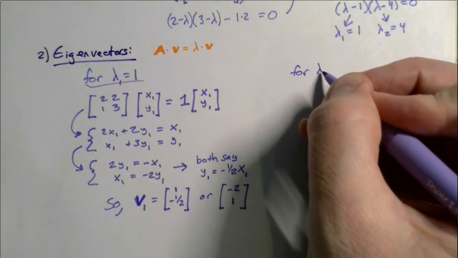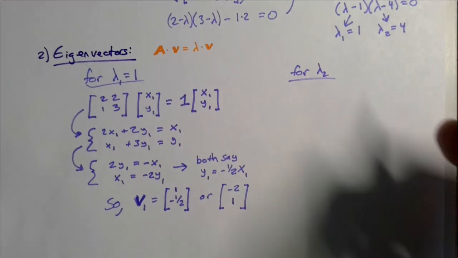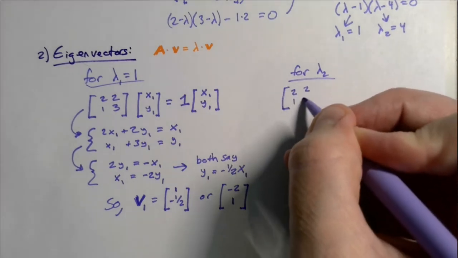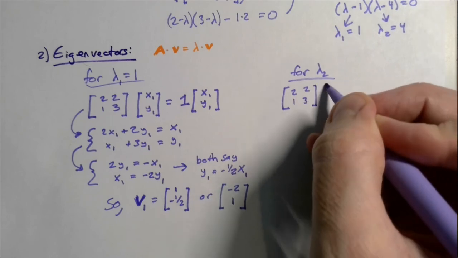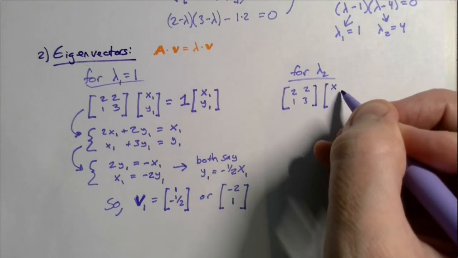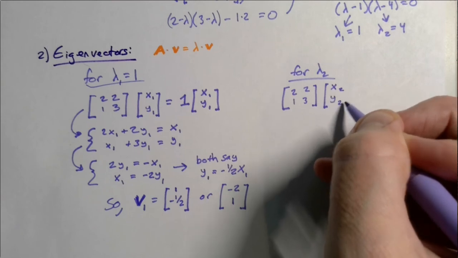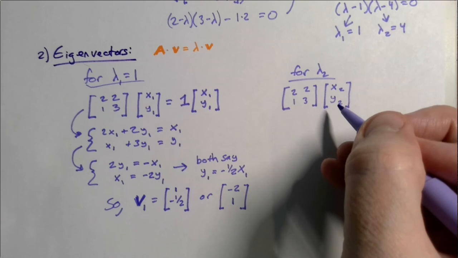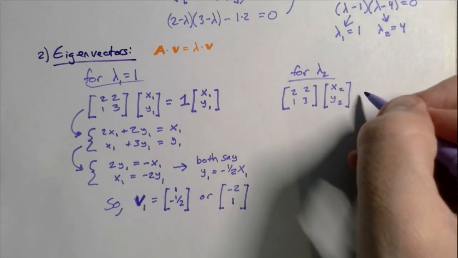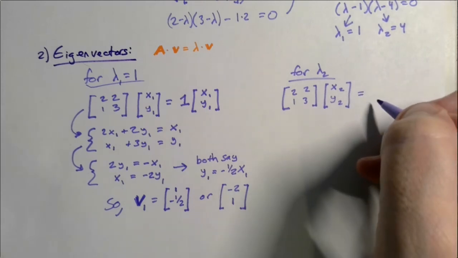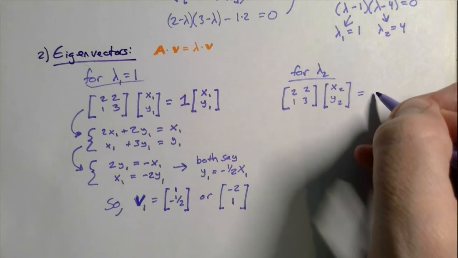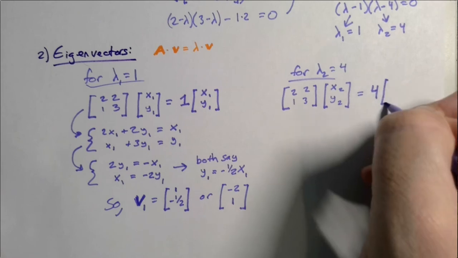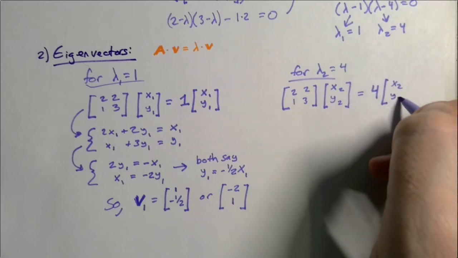And if we did the same thing for lambda 2, the setup is going to look very similar. We've got our coefficient matrix. But this time it's times not x1 and y1, it's x2 and y2. And I'm just using the subscript to identify the fact that this is going to be associated with my eigenvalue number 2. And so that's got to be associated with lambda 2 is equal to 4. So this is going to be 4 times x2, y2.